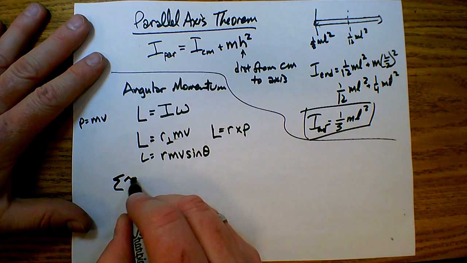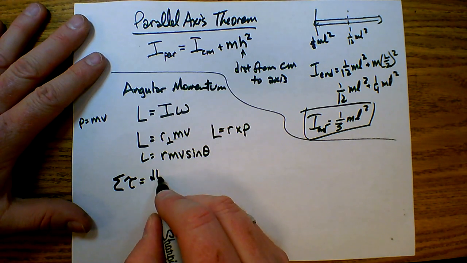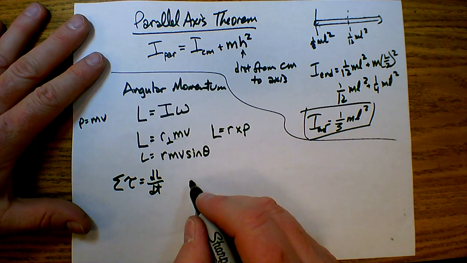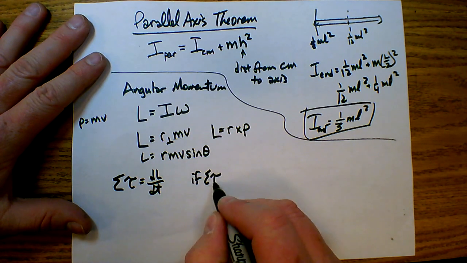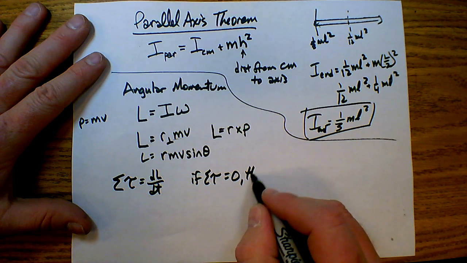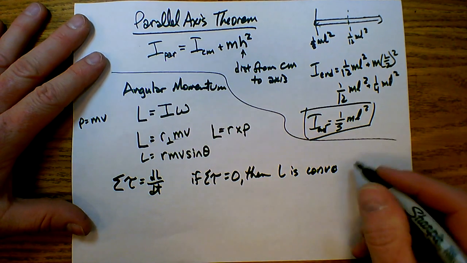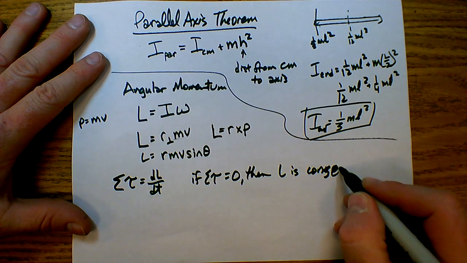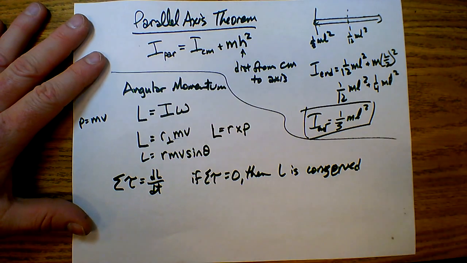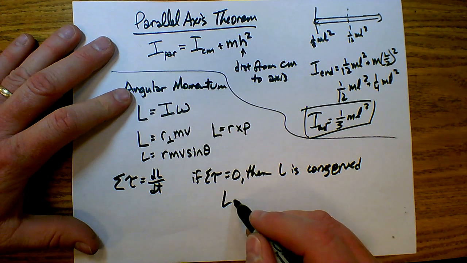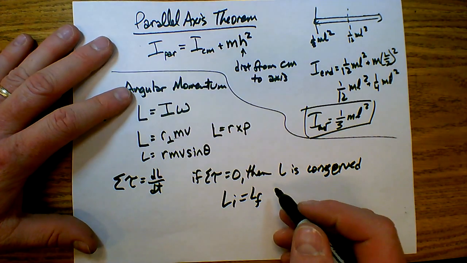Now, the net torque is equal to dL/dt, the rate of change of angular momentum, which implies that if the net torque is 0, then angular momentum is conserved, just as we saw with linear momentum, that when the net force is 0, linear momentum is conserved. So if the net torque is 0, then angular momentum is conserved. That means that L initial is equal to L final.